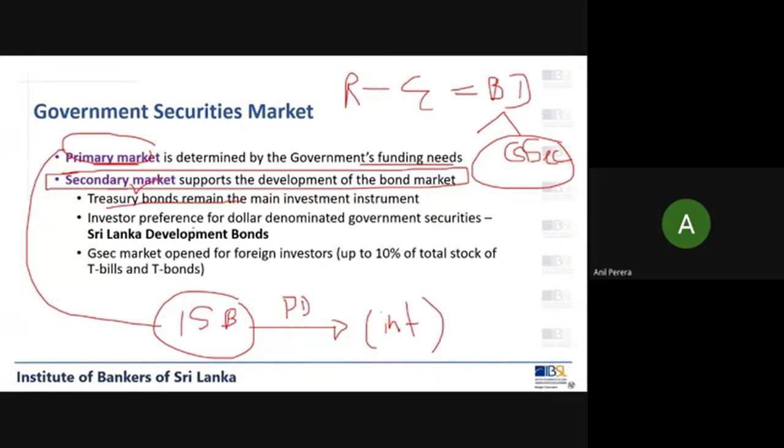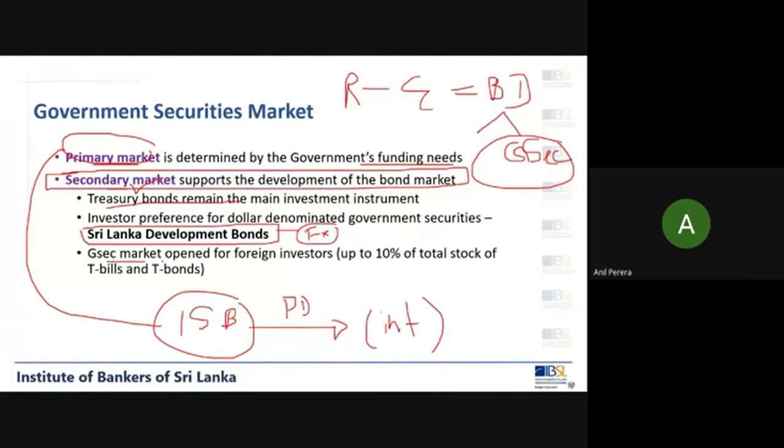And investors' preference is also there for government securities in terms of foreign currency. Someone asked about these Sri Lanka development bonds. These development bonds are issued in foreign currency for foreigners and expats. And banks are also investing because they have foreign currency with them, right? If you have foreign currency with you, you also can buy these development bonds through a bank or a primary dealer. They are in FX.